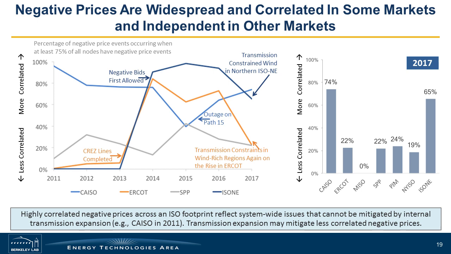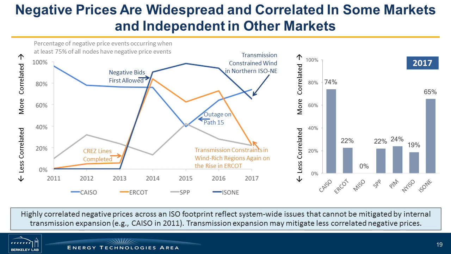In CalISO, for example, we suddenly see prices being much less correlated in 2015, and that was in part due to an outage on Path 15 that really caused separation between the Northern California and Southern California region. And once that outage was back in normal operation, we see that negative pricing events again become very well correlated across all of CalISO.